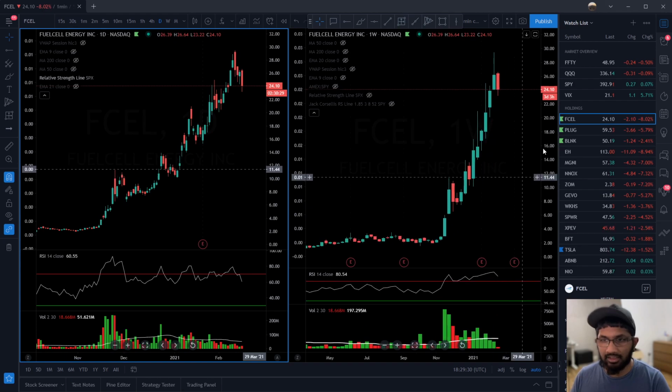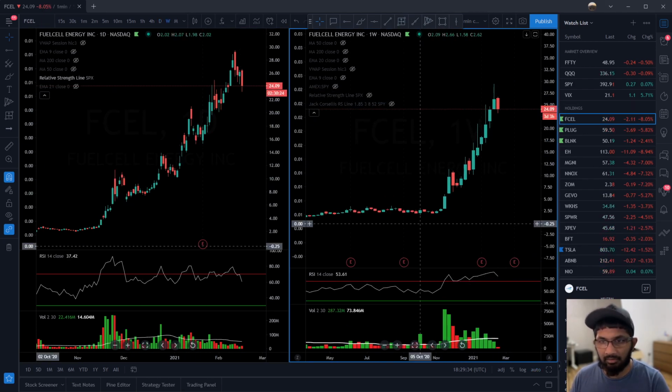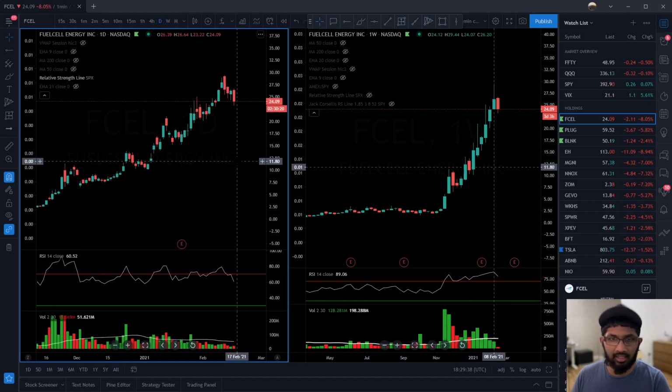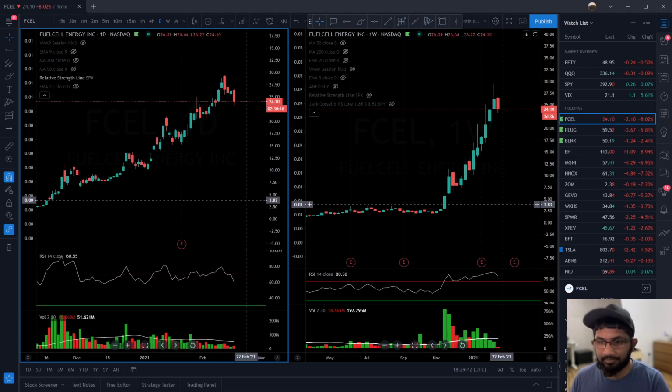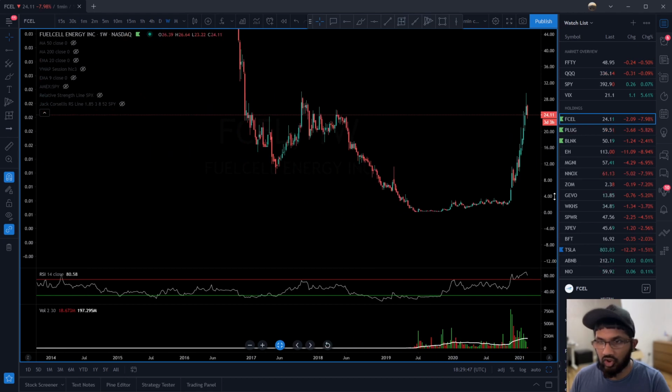So let's start off as always with the weeklies, analyze on a macro view, and then jump into the dailies and see if we can get a good position that will help us manage our risk to reward. So this is the chart.